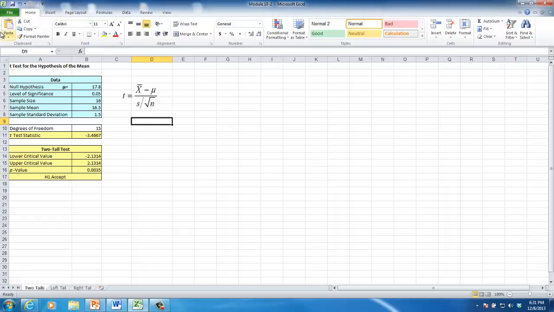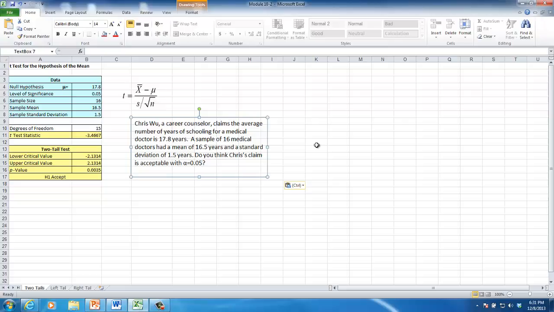Okay, let's see our problem. Chris Wu, a career counselor, claims the average number of years of schooling for a medical doctor is 17.8 years. A sample of 16 medical doctors had a mean of 16.5 years and a standard deviation of 1.5 years. Do you think Chris' claim is acceptable?